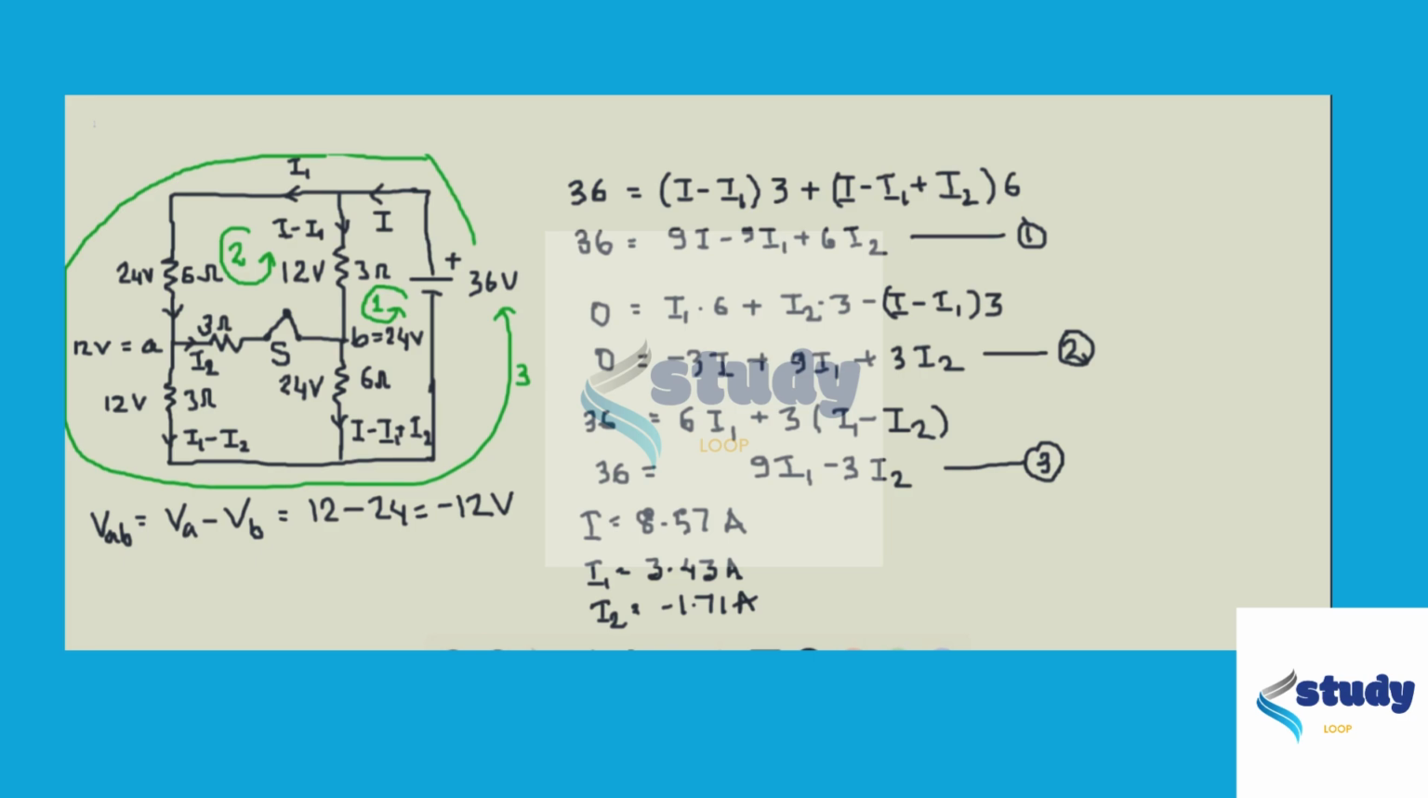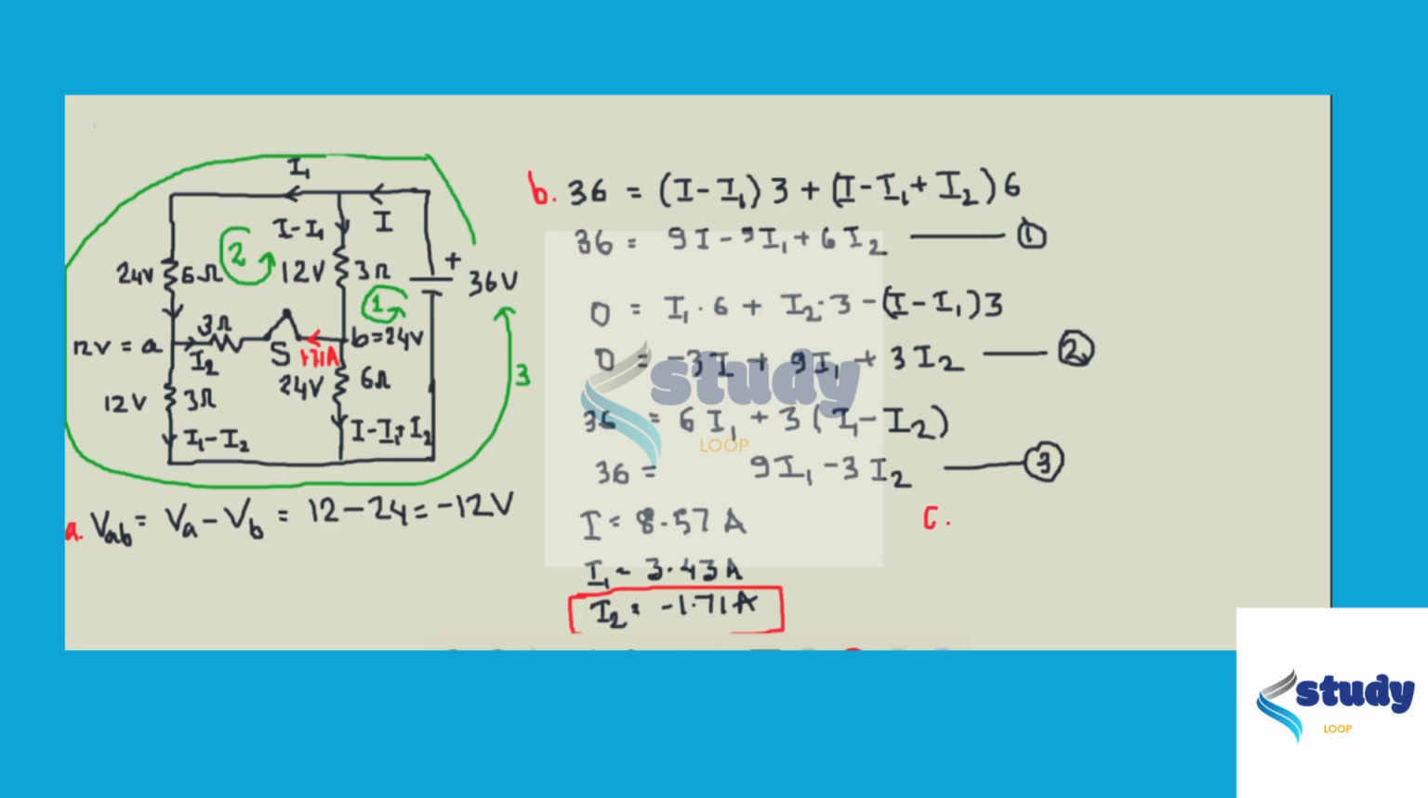So according to the question, we are asked to calculate the current flowing through S. The current flowing through S is I2, and that is equal to 1.71 ampere, right? So this gives me the solution to part B of the question. So this was part A, and this whole can be for part B.